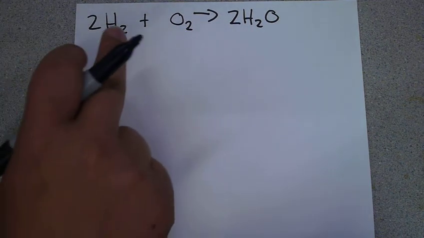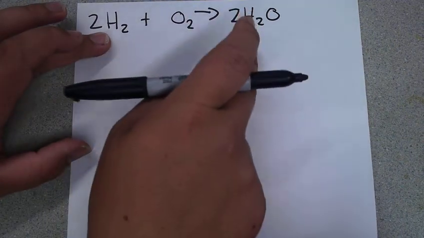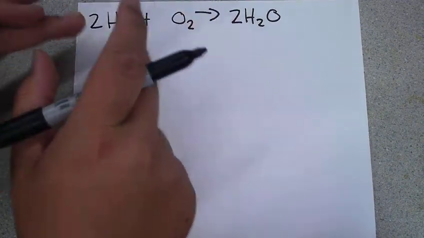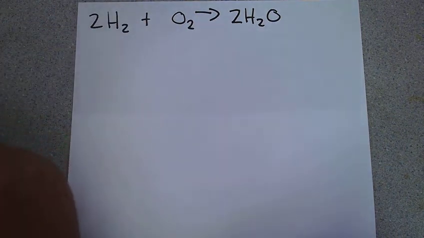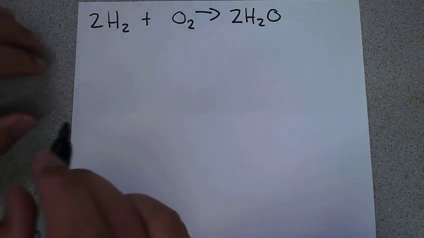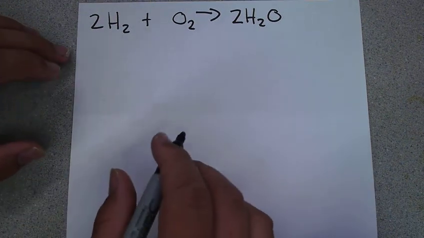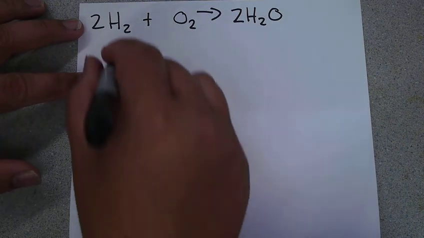Well, we can say that these are high energy molecules. This is a low energy molecule. When high energy molecules collide, they release a lot of energy to form a low energy molecule. So what does this really, really mean? We're going to draw what's called a reaction progress diagram to explain that.